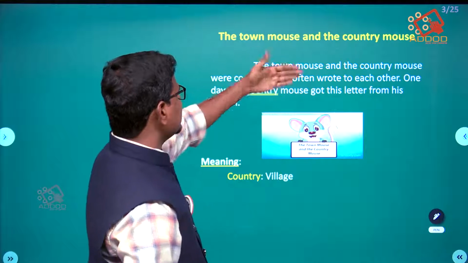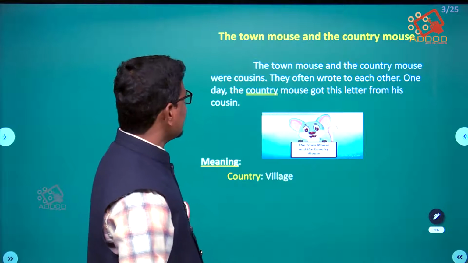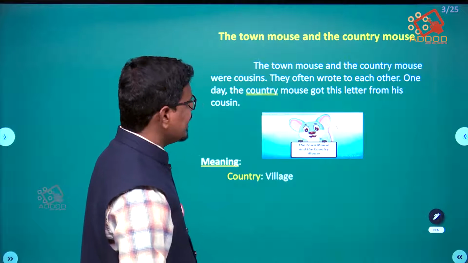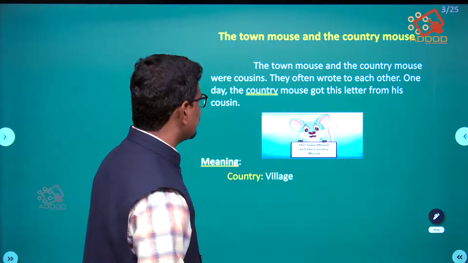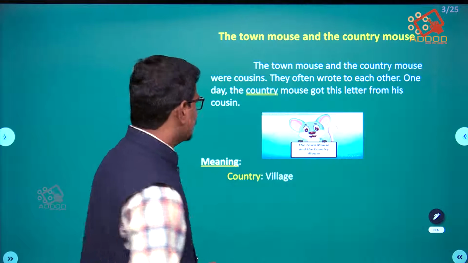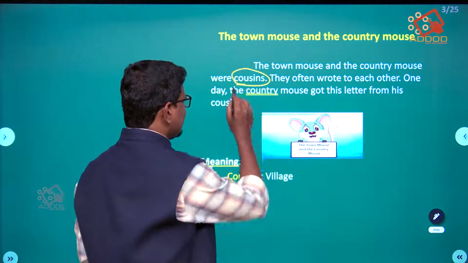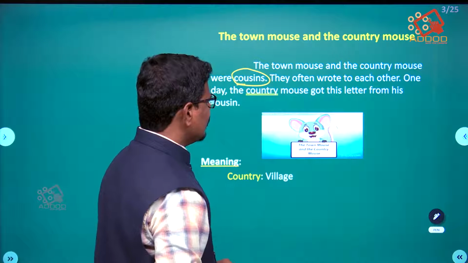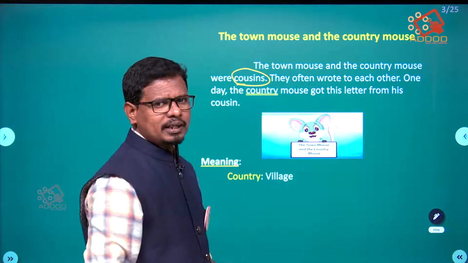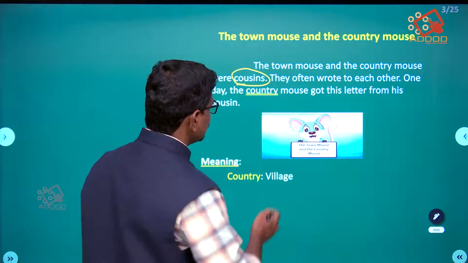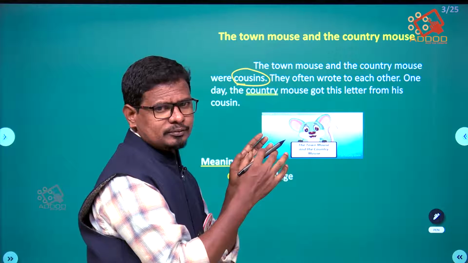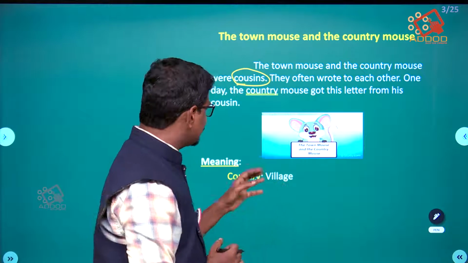The town mouse and the country mouse. The town mouse and the country mouse were cousins. They often wrote to each other. One day the country mouse got this letter from his cousin. So there are two cousins, the town mouse and the country mouse. There are two mice, and they write to each other.